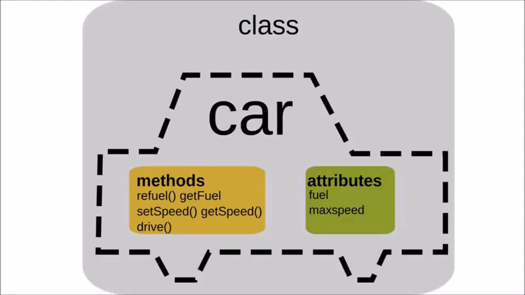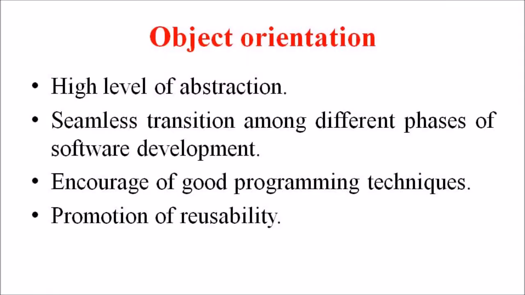Object-oriented methods enable us to create a set of objects that work together synergistically to produce software that better models its problem domain than similar systems produced by traditional techniques. Systems created using object-oriented methods are easier to adapt to changing requirements, easier to maintain, more robust, and promote greater design reuse. The reason why object orientation works is the high level of abstraction, seamless transition among different phases of software development, encouragement of good programming techniques, and promotion of reusability.